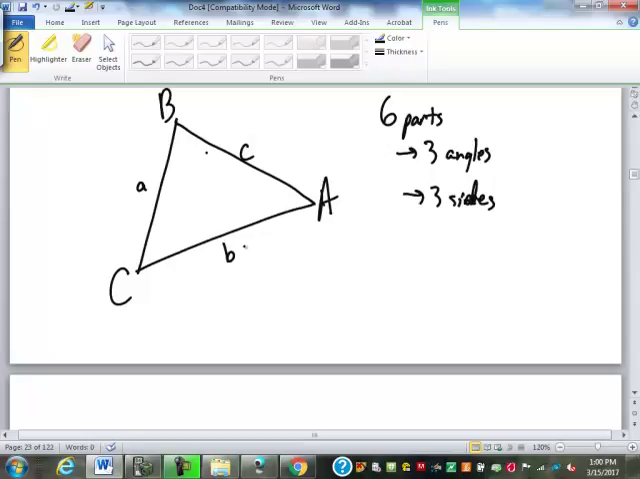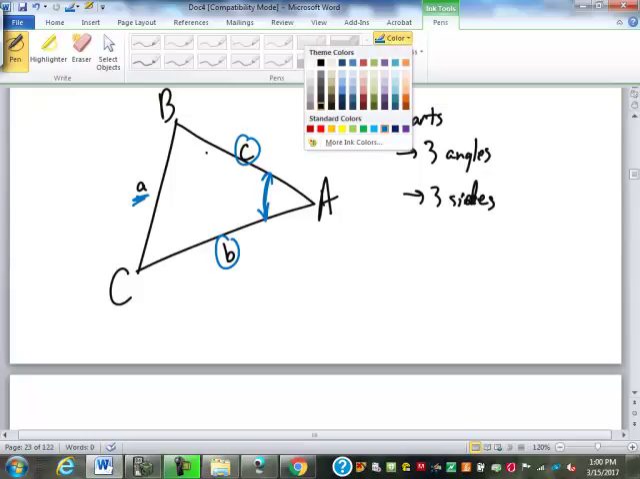The reason the sides are correlated this way is because if I keep C and B the same, the size of side A changes with the size of angle A. If I make angle A smaller, side A gets smaller. If I make angle A bigger, side A gets bigger. So there is that direct link between them.